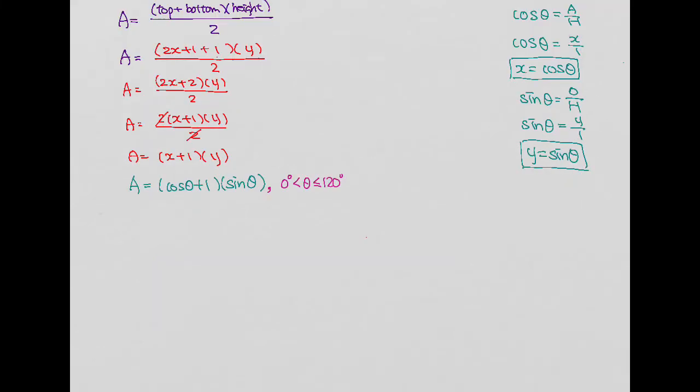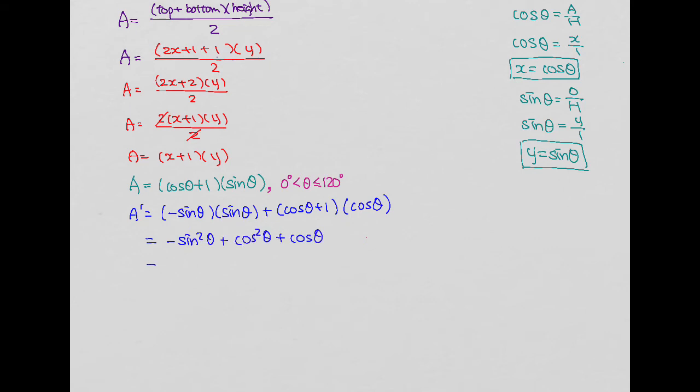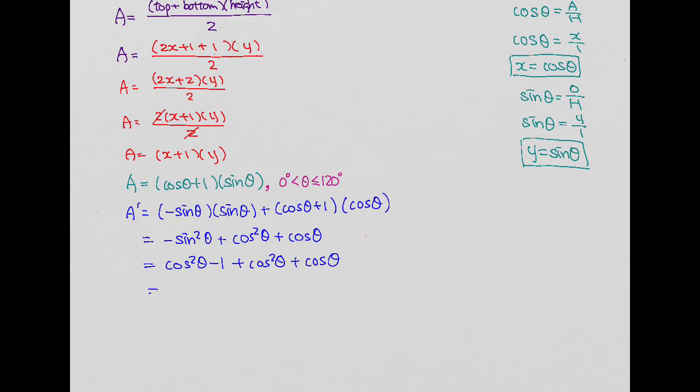Now, let's use the product rule to differentiate it. So we're going to have A prime equals the derivative of cosine, which is negative sine, times sine theta, plus the derivative of the constant, which becomes 0, plus cosine theta plus 1 times the derivative of sine, which is cosine. And that's simplified by expanding it. You get negative sine squared theta plus cos squared theta plus cosine theta. And we know sine squared is 1 minus cos squared, so negative sine squared will become cos squared minus 1. And collect the like terms. And factor them.